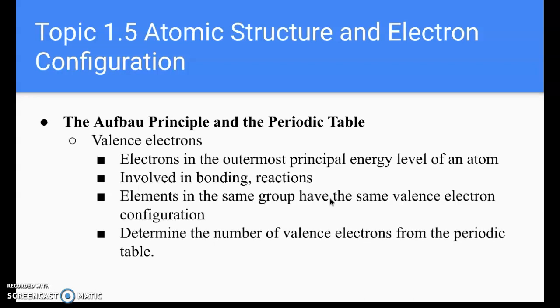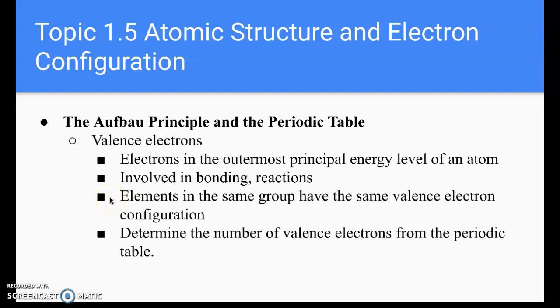Okay, next you have the Aufbau principle and the periodic table. So valence electrons. Valence electrons are pretty much what chemistry is all about. Every chemical reaction is about how the valence electrons are reacting. Are they being lost, gained, or shared? How is the atom moving the valence electrons around to try to become stable? So really chemistry is all about valence electrons. Valence electrons are defined as electrons in the outermost principal energy level of an atom. So they're the ones involved in bonding and reactions.